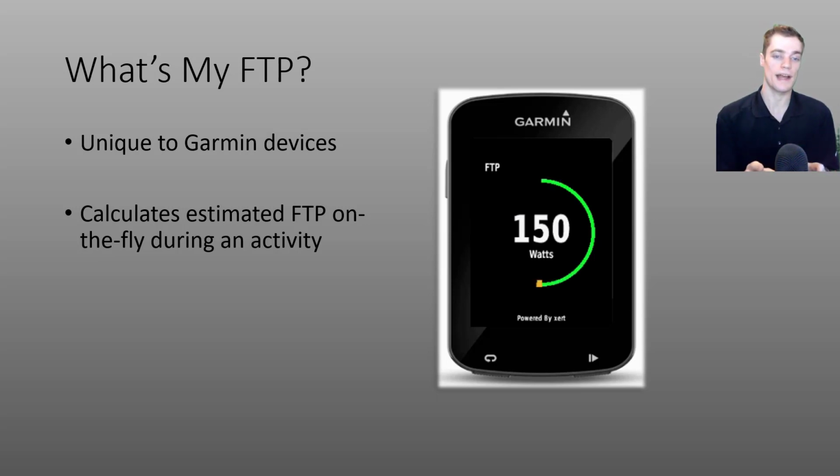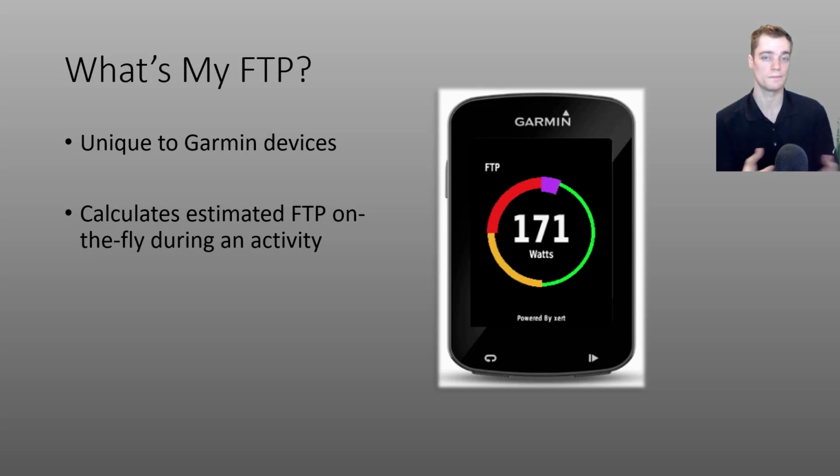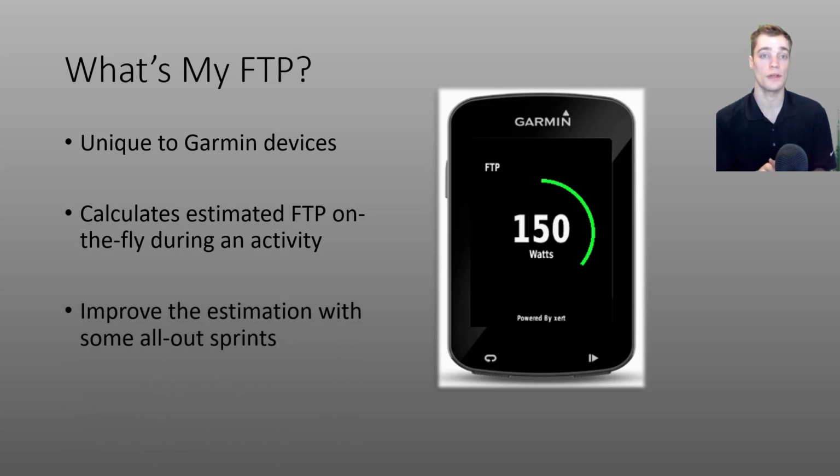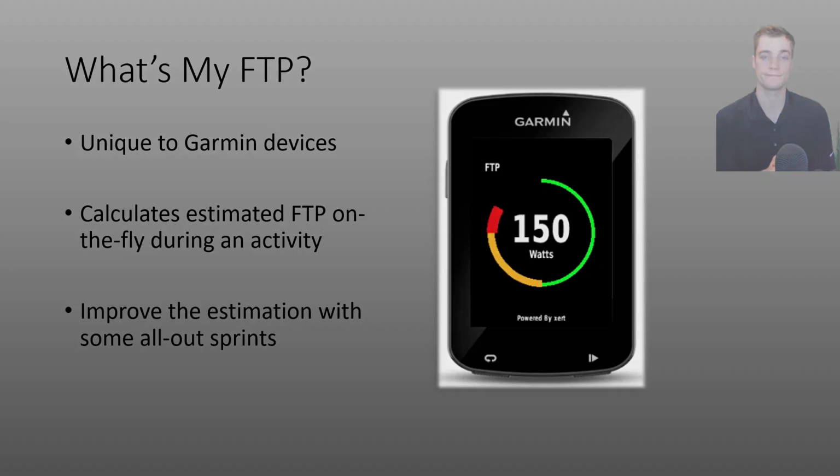I'd like to quickly point out that the FTP value estimated by this data field isn't associated with the data in your Xert account, so sometimes there can be a couple of watts discrepancy between the two. That's perfectly normal. I'd also like to point out that you can improve the estimation of your FTP by performing a couple of short all-out sprints after you've installed this data field into one of your Garmin profiles.